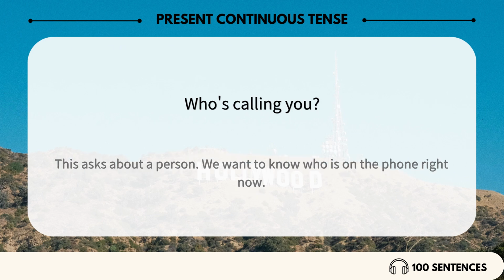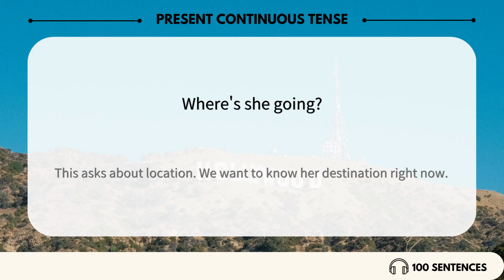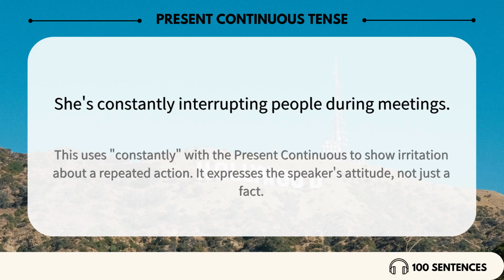Who's calling you? This asks about a person. We want to know who is on the phone right now. Where's she going? This asks about location. We want to know her destination right now. She's constantly interrupting people during meetings. This uses constantly with the present continuous to show irritation about a repeated action. It expresses the speaker's attitude, not just a fact.